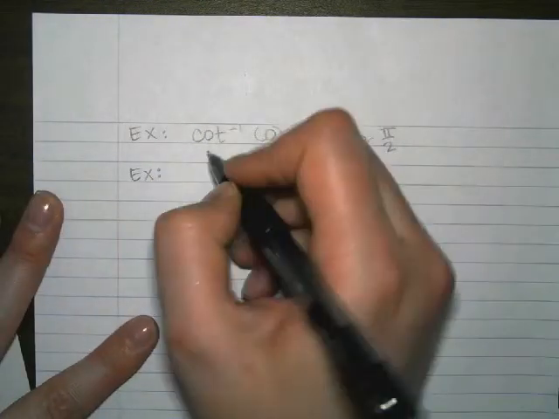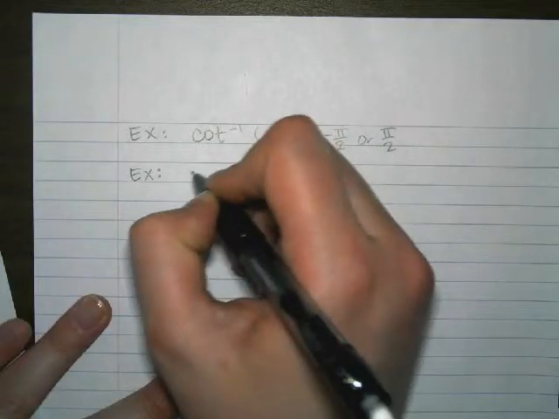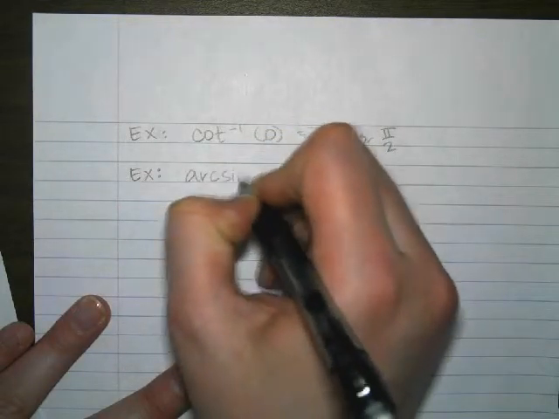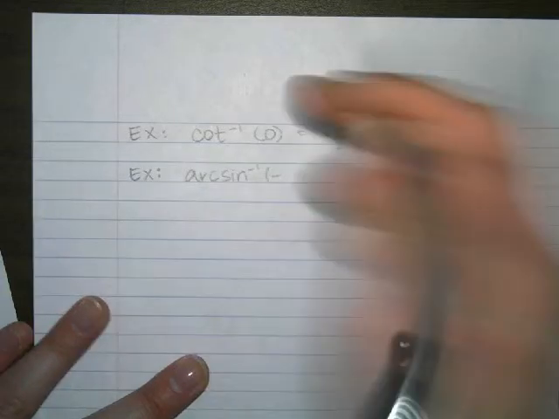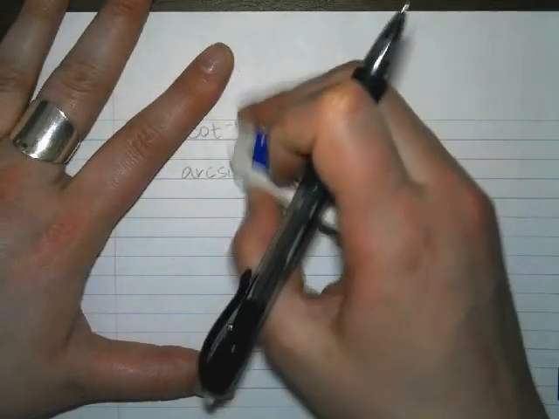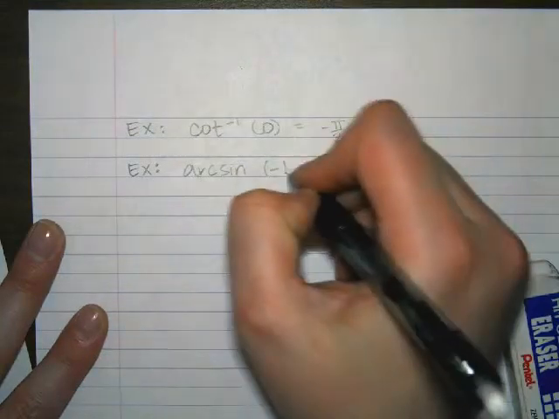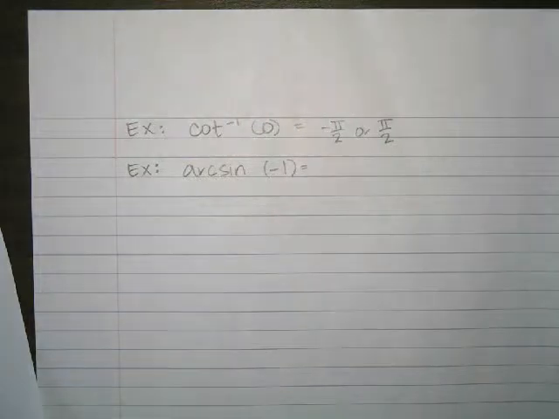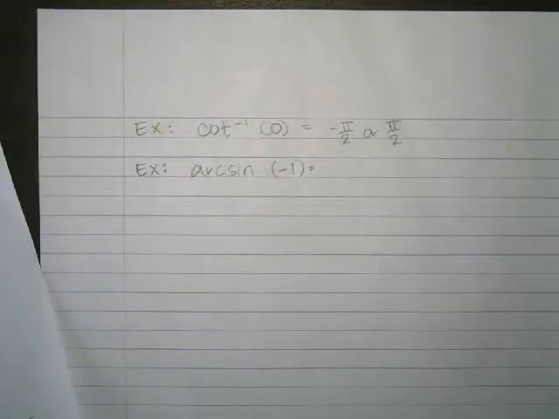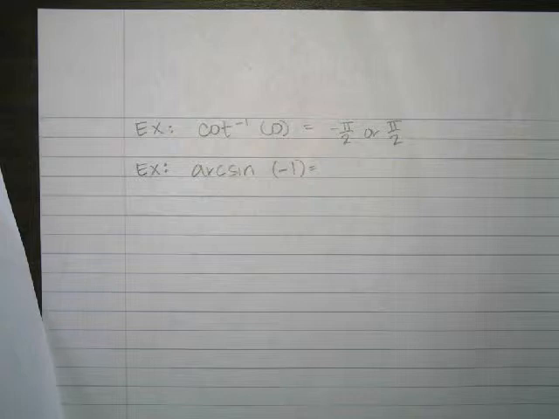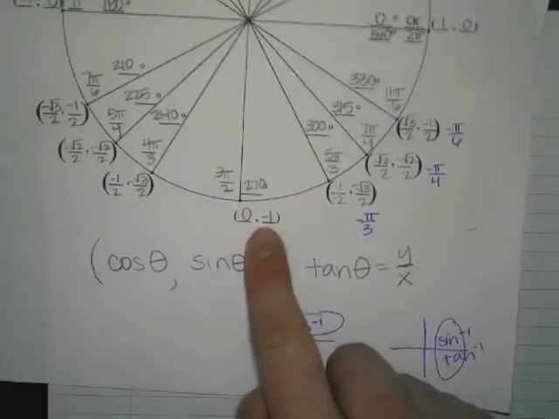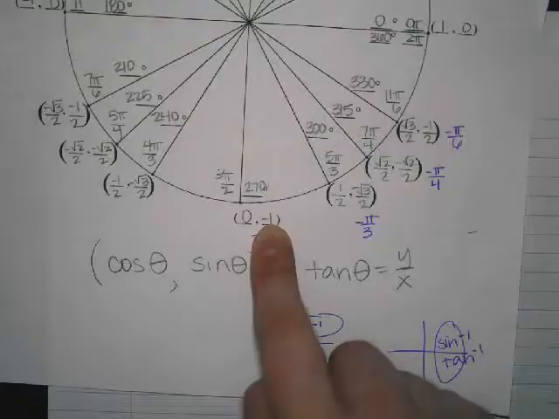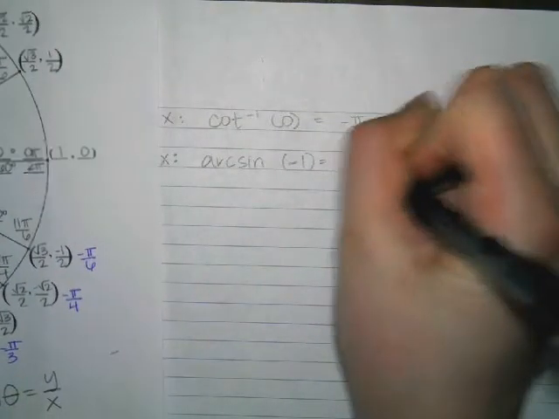All right, let's look for arc sine of negative, arc sine inverse, that's not a thing. Just arc sine. Arc sine of negative 1. So we're looking in quadrant 1 or 4. We're looking for a y coordinate of negative 1. Negative pi halves. So we have a y coordinate of negative 1 down here, and that is negative pi halves. Okay.